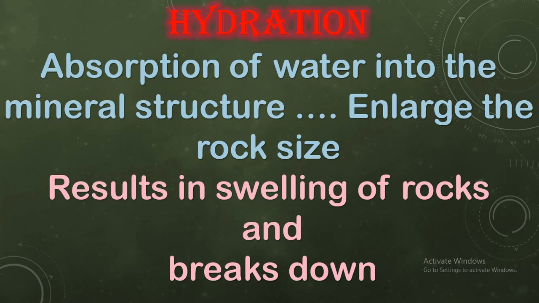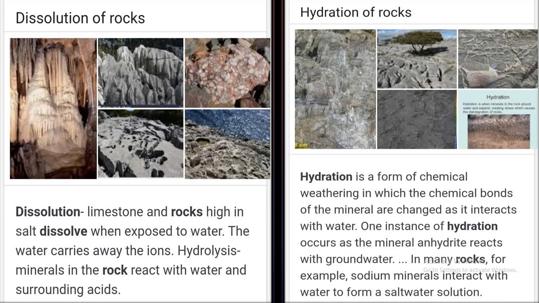We'll look into the picture. Hydration of rocks. Okay. So one instance of hydration occurs when a mineral, anhydrite, reacts with groundwater. In many rocks, for example, sodium minerals interact with water to form a saltwater solution. Thus, the hydration of rocks occurs due to the chemical reaction. So this is the final type of chemical weathering.